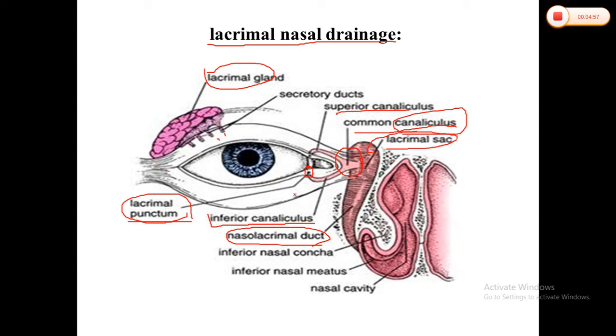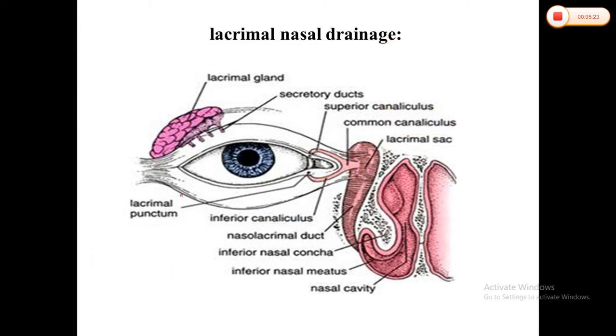This is the inferior part and this is the superior part, and then they come together at a common canaliculus and open into the lacrimal sac. At the opening into the sac, it is protected by the valve of Rosenmuller. So they open directly into the lacrimal sac. We'll see the traveling process, but first we'll see the different parts.